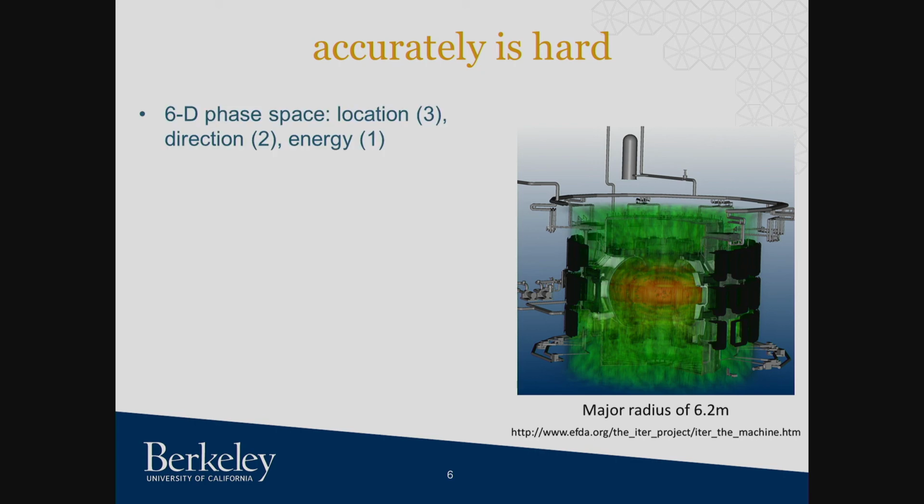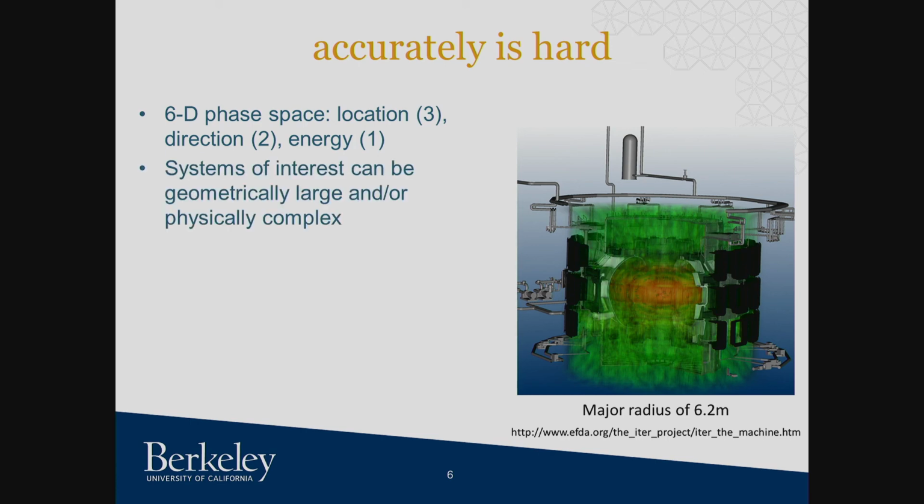And solving that accurately is a little bit hard. It's 6D. It has 3 spatial, 2 direction, and 1 energy dimension when we're in steady state. And the systems that we're interested in solving can be very large and or physically complicated. So this is a picture of ITER. ITER has a 6.2 meter major radius. Meshing that and getting the solution with appropriate fidelity everywhere, this is like a rough flux simulation of this, and it's big.